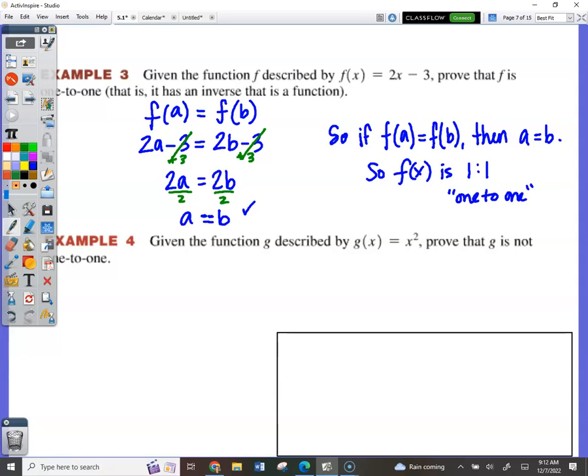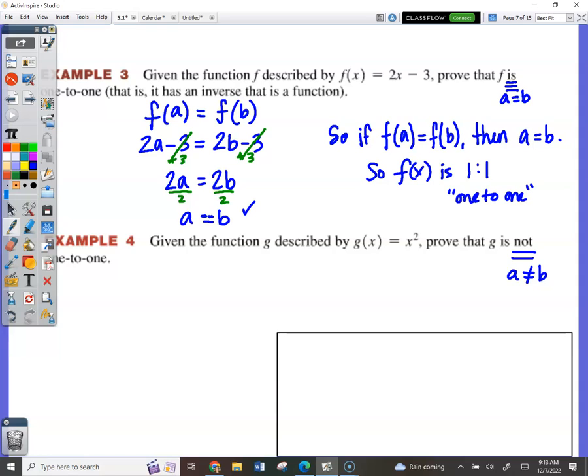Go to the next example. Let's try it. Given the function g described by this equation, prove that g is not 1-to-1. Now they're telling you from the get-go right here that it's not 1-to-1, which means that your final answer should be that a does not equal b. We should come down to the conclusion a does not equal b. Up here where it said prove that f is 1-to-1, that's letting you know that you should be able to get to a equals b, okay?